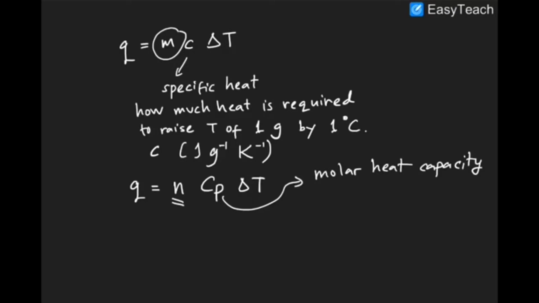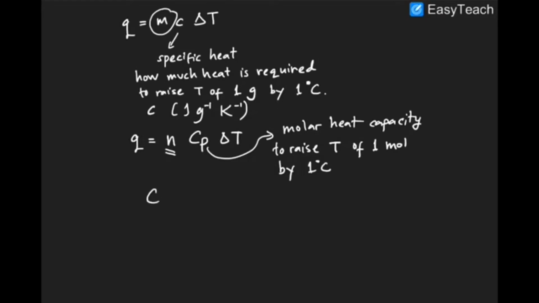Molar heat capacity is how much heat is required to raise the temperature now of 1 mole of a substance by also 1 degree Celsius. The unit for Cp is joule mole to the power of minus one and Kelvin to the power of minus one.